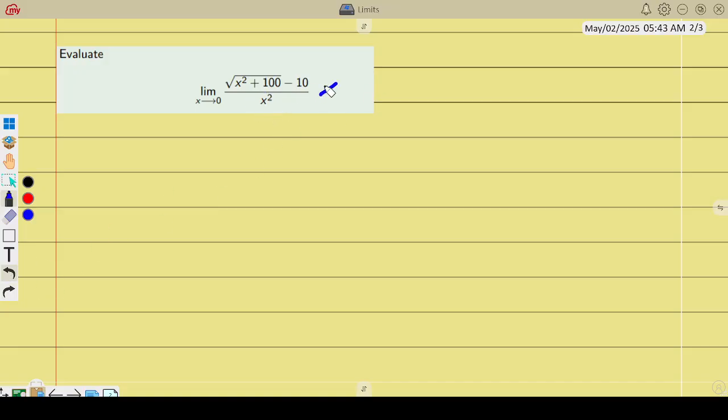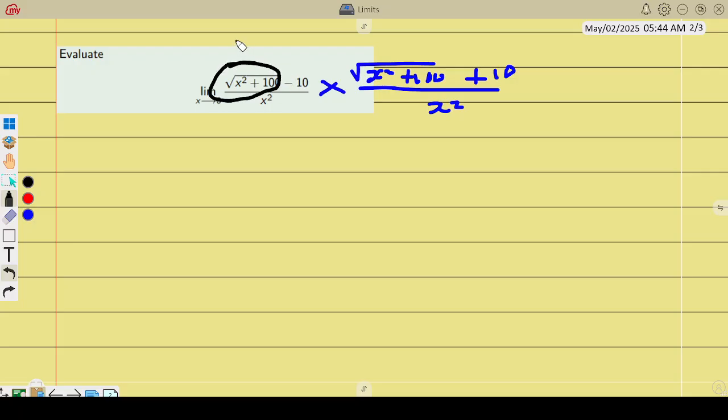So what we do, we'll multiply by the conjugate. Where is the radical? The radical is on top. So I'm multiplying by the conjugate of this thing. So we'll say times x squared plus 100. While there is a minus, we put a plus, over x squared. Always remember, when we're multiplying something by its conjugate, you get one part, you square it, minus the other part, you square it.